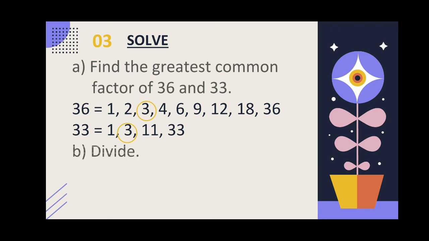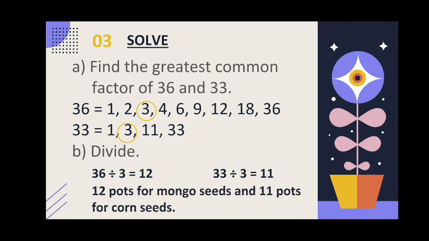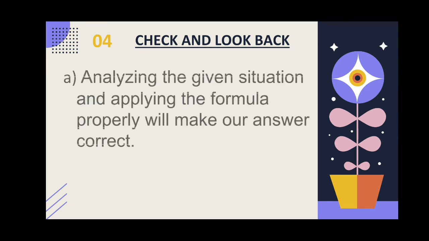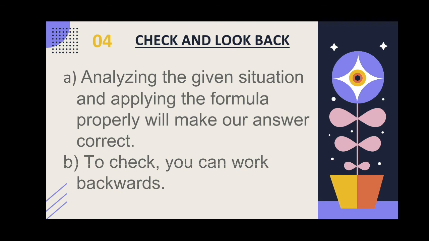Now let's divide. 36 divided by 3 equals 12, and 33 divided by 3 equals 11. Therefore, 12 pots for mango seeds and 11 pots for corn seeds. Check and look back. Analyzing the given situation and applying the formula properly will make our answer correct. To check, you can work backwards.